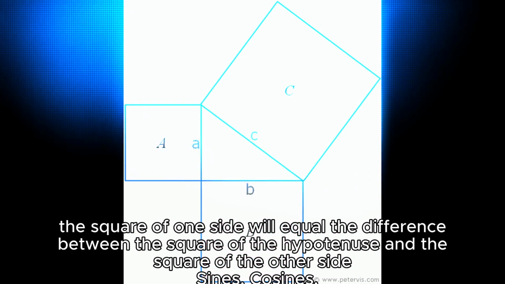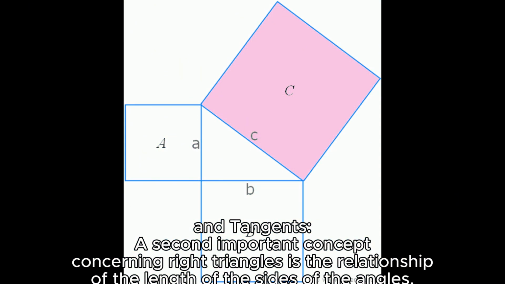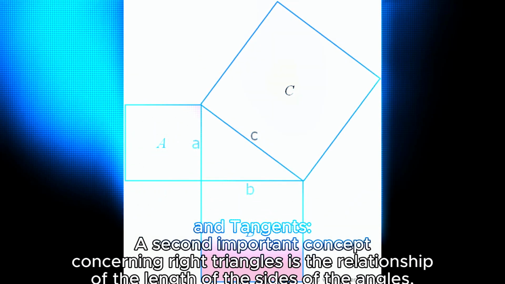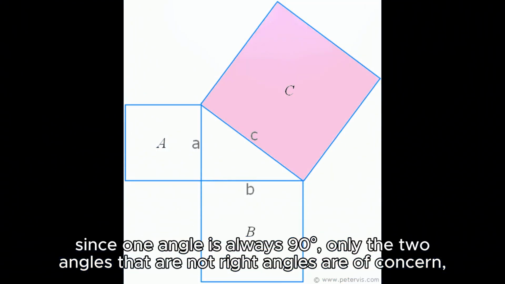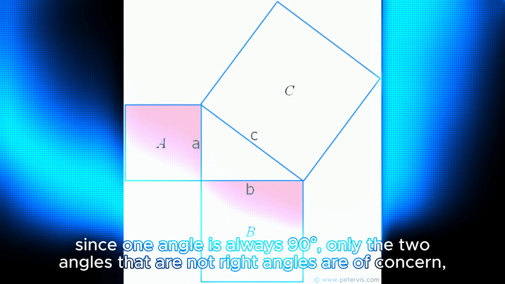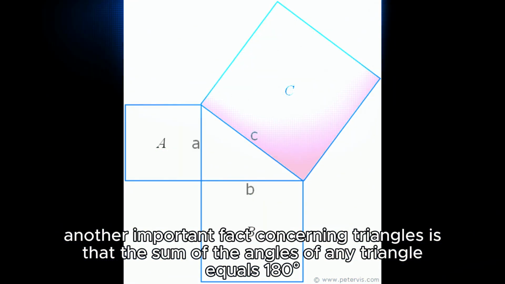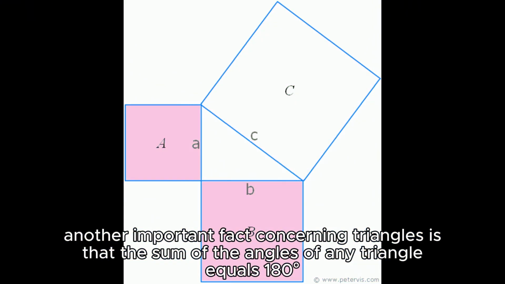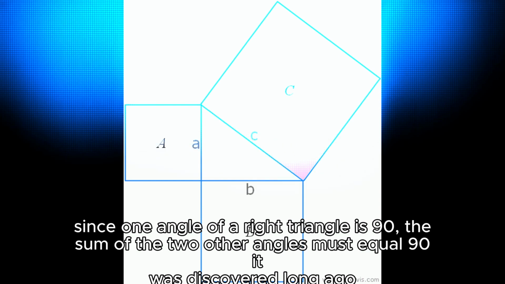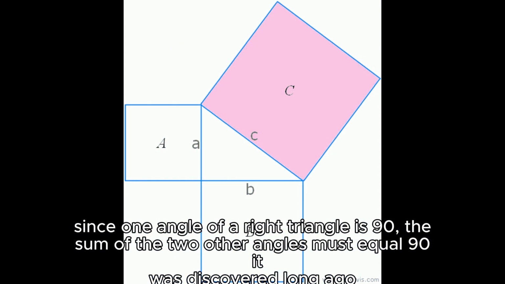Sines, cosines, and tangents. A second important concept concerning right triangles is the relationship of the length of the sides to the angles. Since one angle is always 90, only the two angles that are not right angles are of concern. Another important fact concerning triangles is that the sum of the angles of any triangle equals 180. Since one angle of a right triangle is 90, the sum of the two other angles must equal 90.